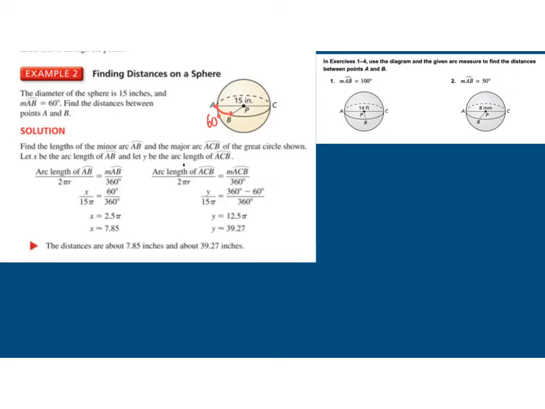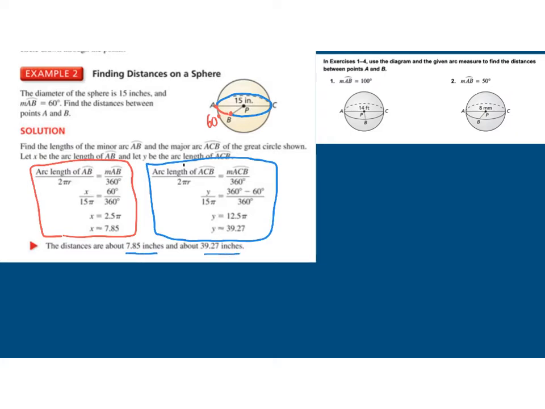Okay, so first AB, if you guys remember that proportional formula that we learned in chapter 10, it's here on the left: arc length over total circumference equals the measure of the arc, or the central angle, over 360. Now the other arc, the major arc ACB, can be found using that same formula. And so the minor arc would be 7.85 inches, and the major arc would be 39.27.